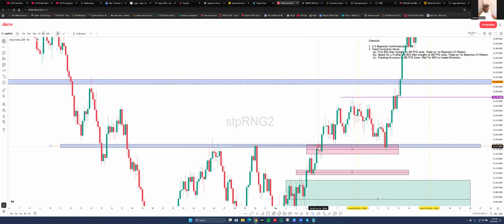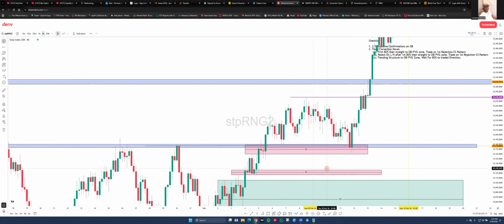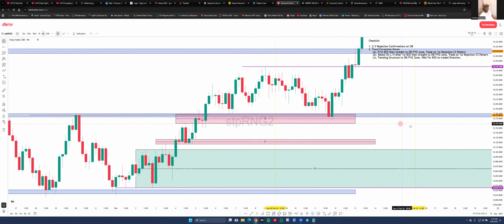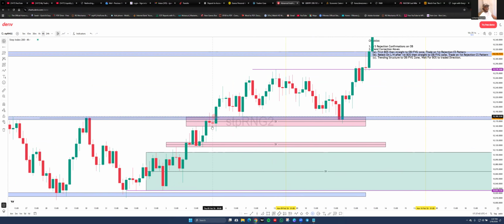But if you put a fair value gap here, this push that ran into it would have taken out this fair value gap. So it has invalidated it. So what you would do is to look out for the order block setup. This is the order block setup here.